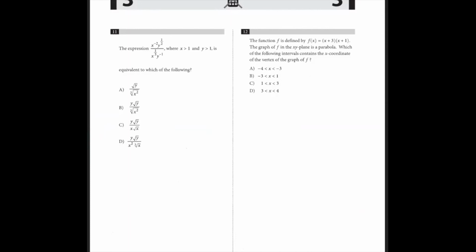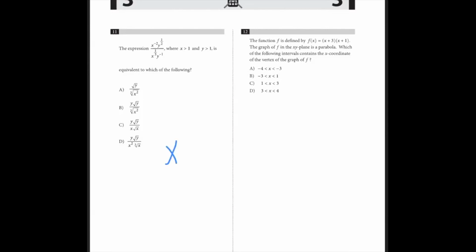So it says the expression, I'm not going to even bother reading that, where x is greater than 1 and y is greater than 1, is equivalent to which of the following? So at least when I was doing this, I did notice that it could be easier to just move things around and simplify.